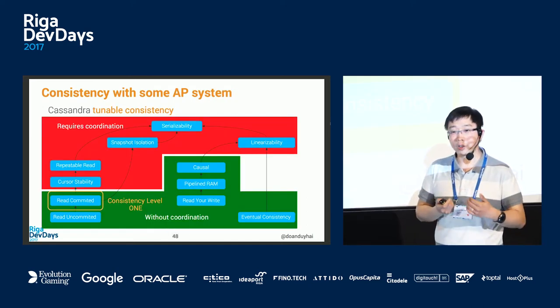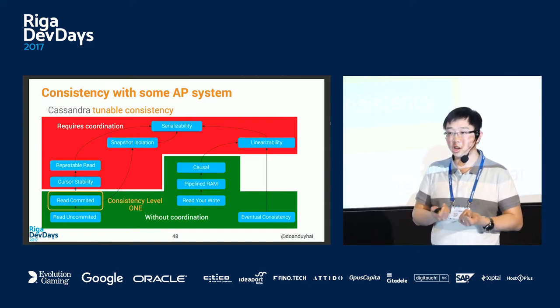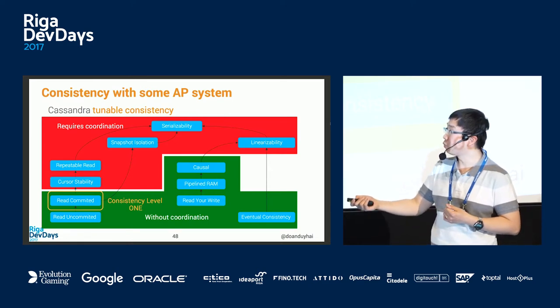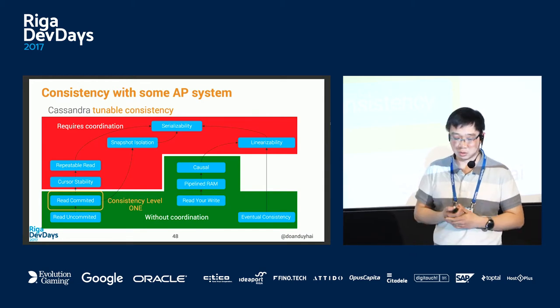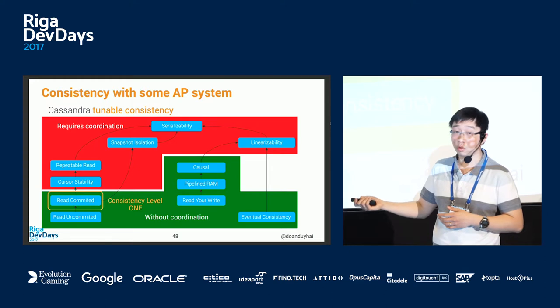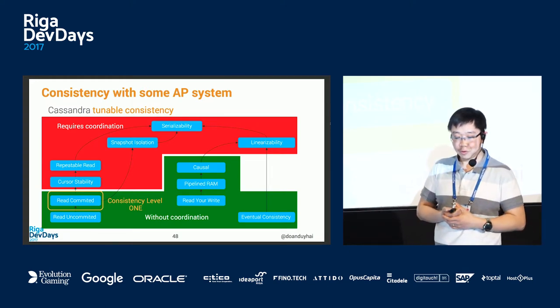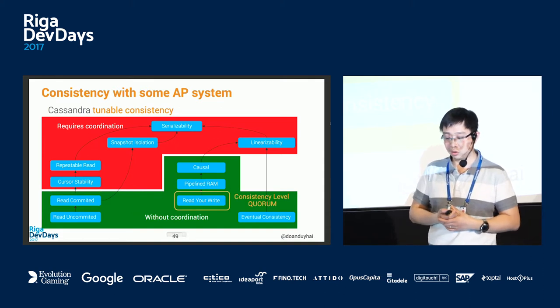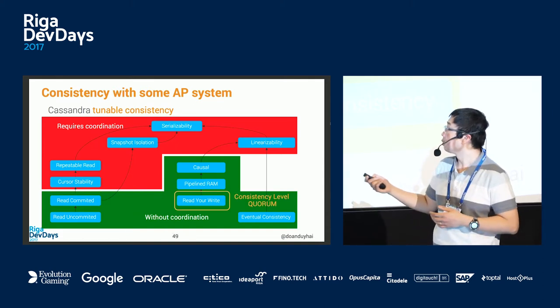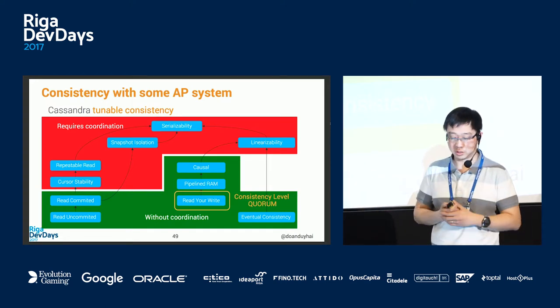Now, for example, I can talk about Cassandra because I know Cassandra very well. In Cassandra, when you use an operation with consistency level 1, you are here. Loosely consistent. It doesn't require any coordination. So no Paxos, no Raft, anything. If you choose your consistency level to be equal to quorum, you are here. Read your own write or read any write after your own write.